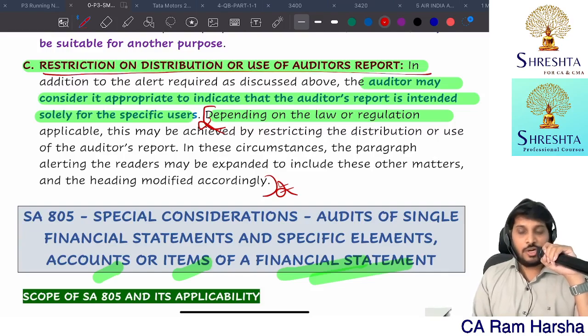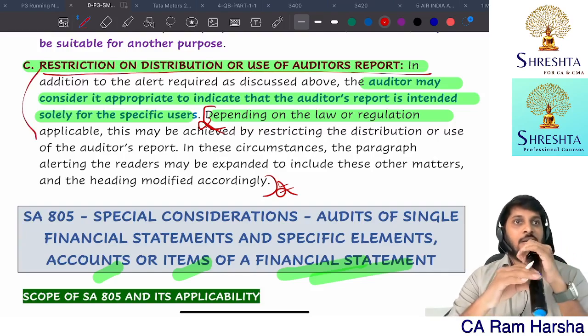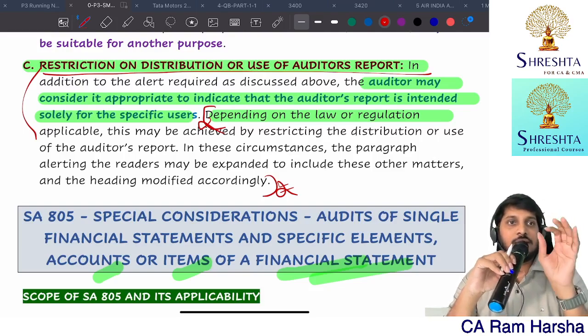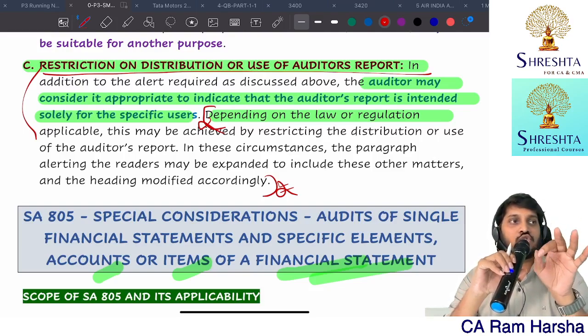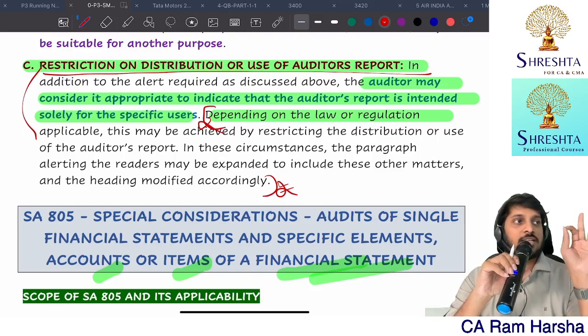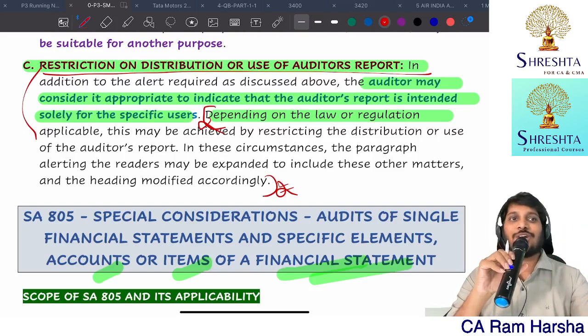Restriction on distribution or use of audit report. You just have to mention that in the audit report. You have to clearly mention that this audit report is restricted solely for so and so party and not for any other purpose. Easy or not?